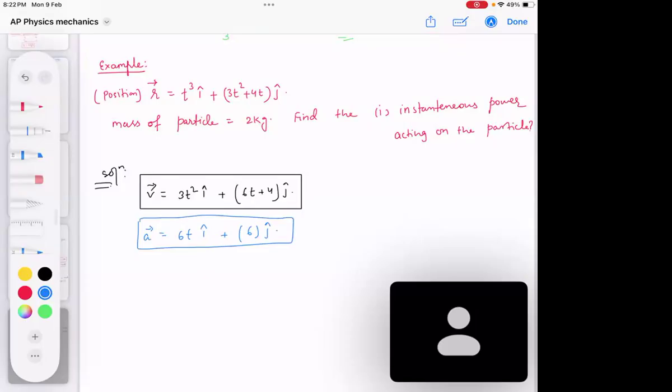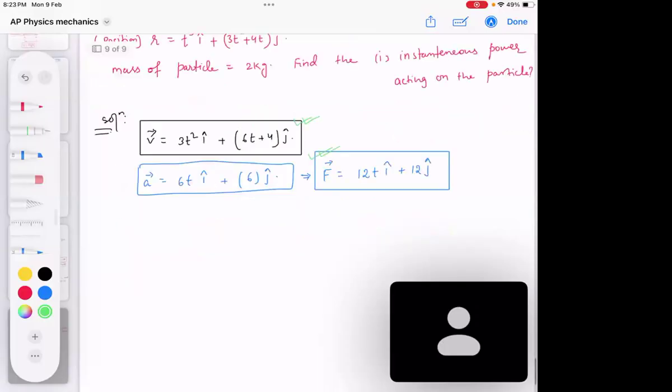We got it. Now with the help of acceleration, we will get the force. Force means we just need to multiply by the mass. Mass is 2 kg given to us in the question. So 2 into 6t, 12t i cap. 2 into 6, 12 j cap. Now we have both the things we need for power calculation. That means we have the force and we have the velocity. Let's take the dot product. Here we are going to calculate the instantaneous power, so F dot V, we will do it.